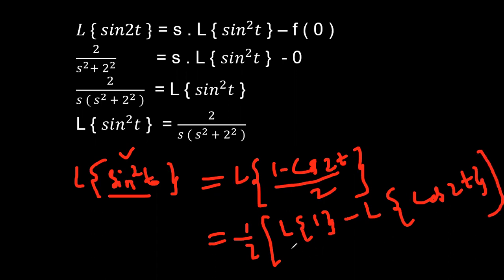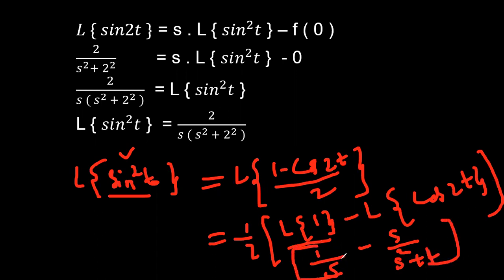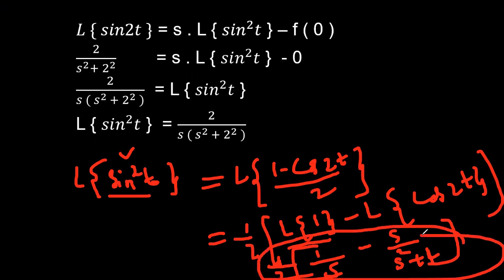Okay. So if you simplify this, Laplace transform of 1 is nothing but 1 by s, minus the Laplace transform of cos 2t, which is nothing but s by s square plus 4, into 1 by 2. If you take the LCM and simplify this whole term, then finally you will get 2 by s into s square plus 4 only. This is the final answer.